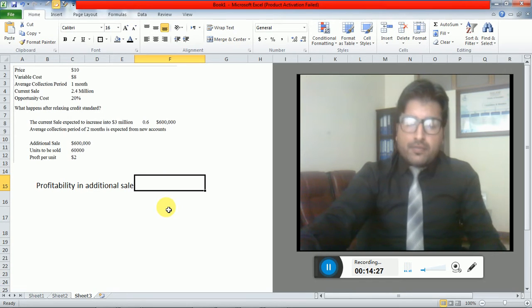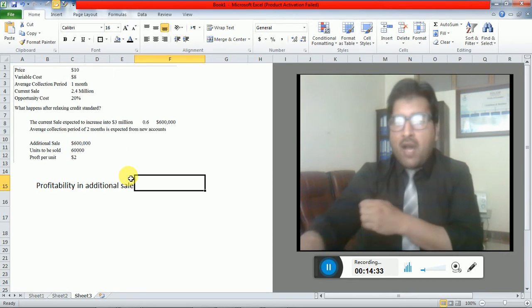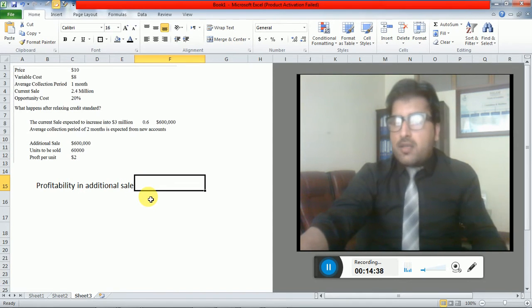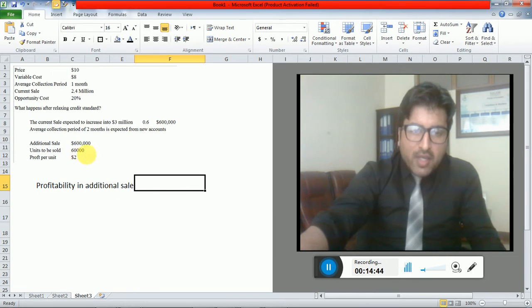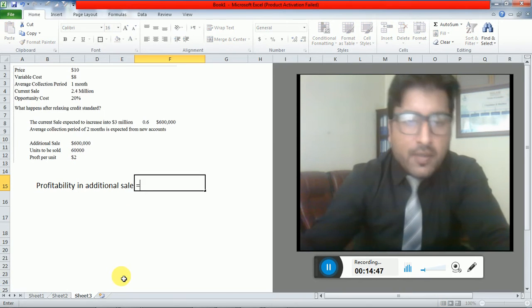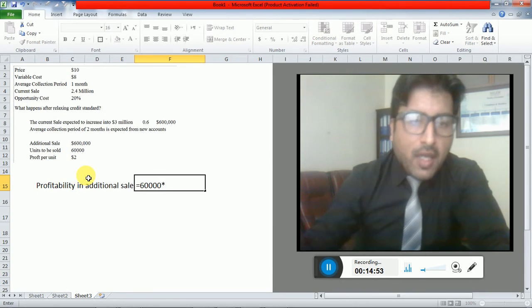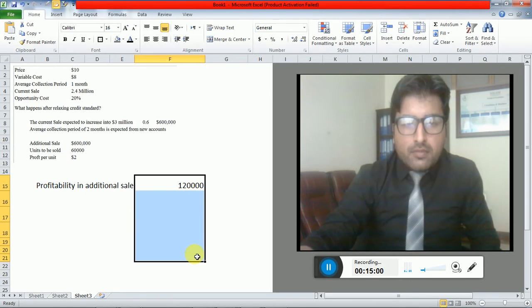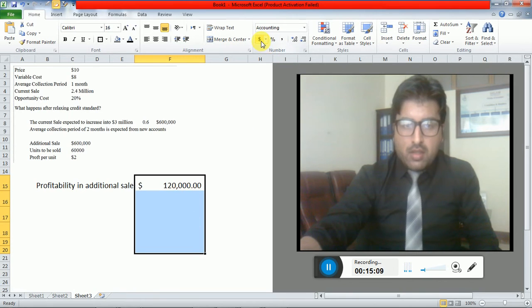So easy. If the profit in 1 unit is $2, then how much is the profit in the total sale? The total sale is $600,000. So how many units are we selling? 60,000. So 60,000 multiplied by $2 means the profitability we have is equal to $120,000.